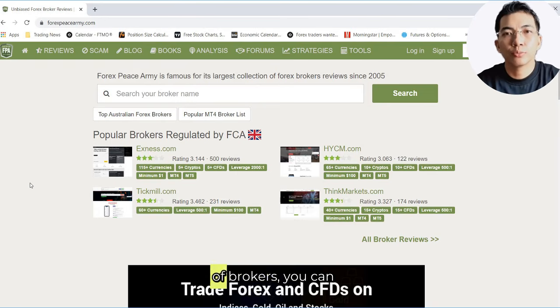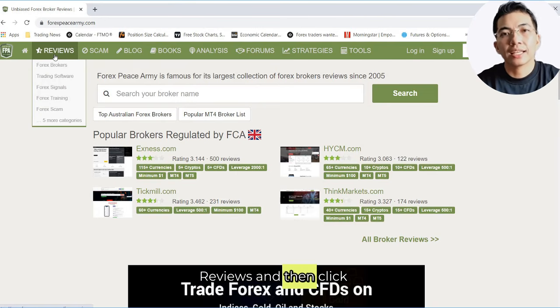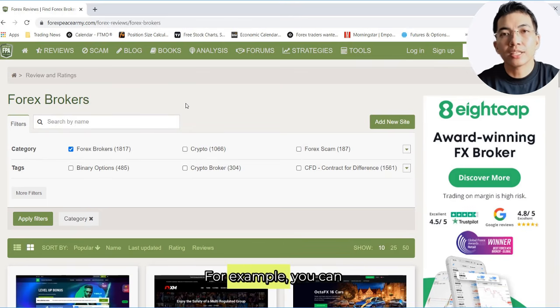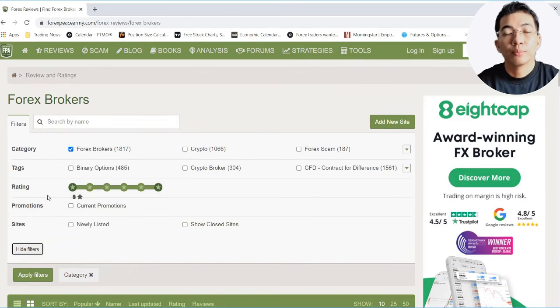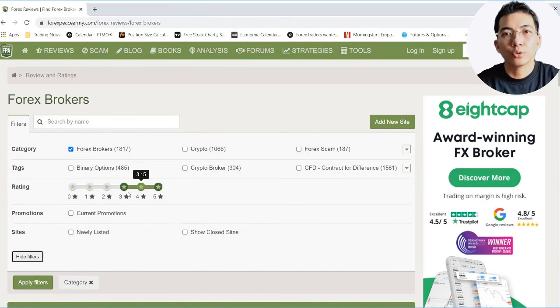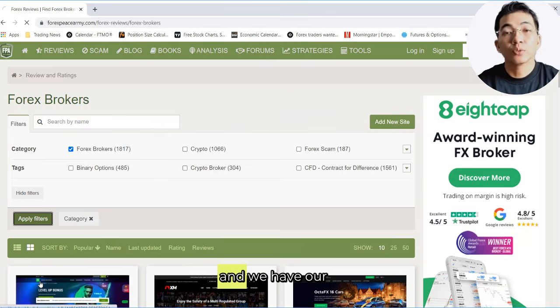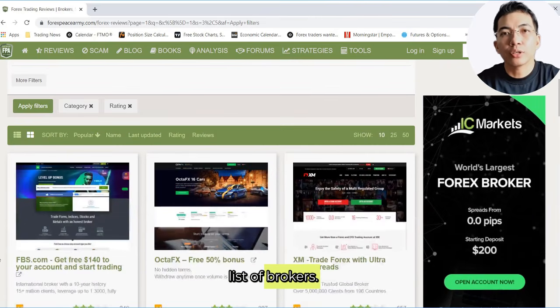To see the list of brokers, you can hover your mouse over reviews and then click on Forex brokers. Here, you can apply several filters. For example, you can choose to view only brokers with a minimum rating of 3 stars out of 5, as we all want reputable brokers with good reviews from other traders. Let's apply the filters and we have our list of brokers.